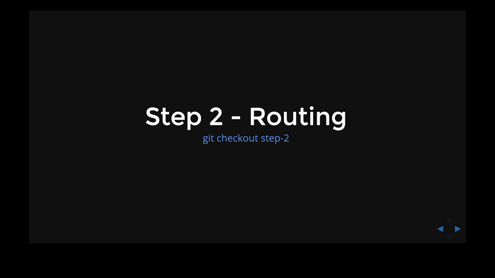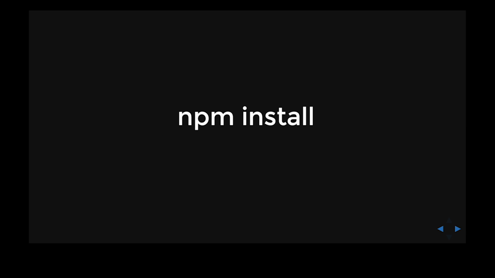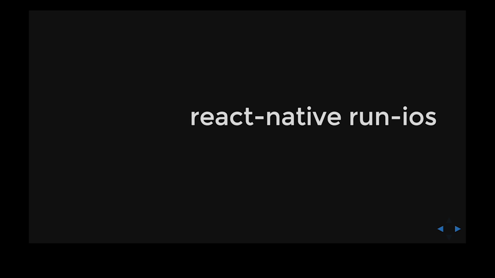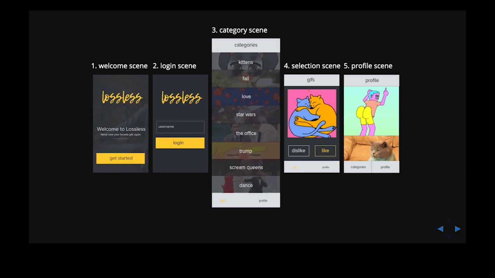So the next thing that we are going to do is we are going to do the routing. So once again, if you haven't already, do a git checkout step-2, and then run that npm install, and then in your terminal do react-native run-ios.